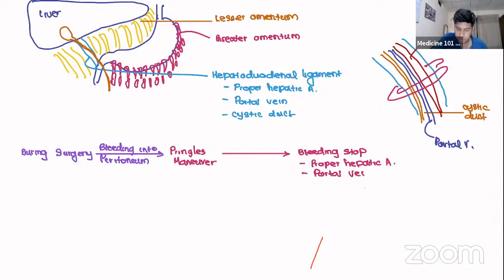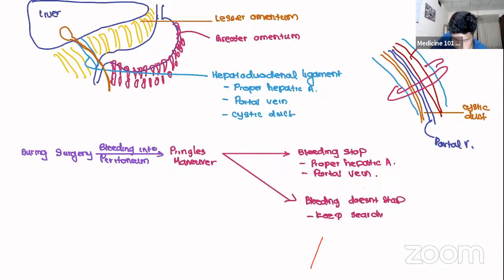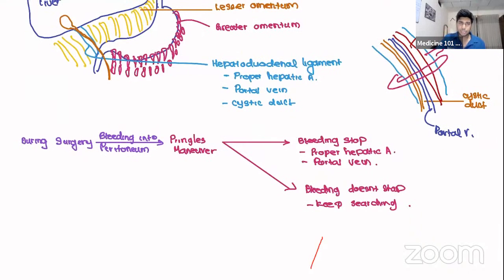Let me just write it. If the bleeding doesn't stop, keep searching. This is very high yield anatomy. Okay, you will hear this word a lot. You need to show how to do it. In my university, we had to show how to do the Pringle maneuver for anatomy. So, very high yield anatomy.